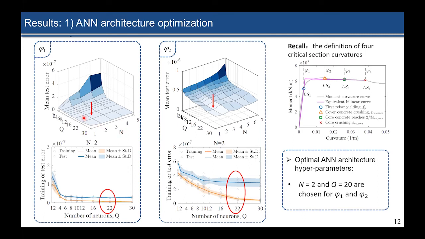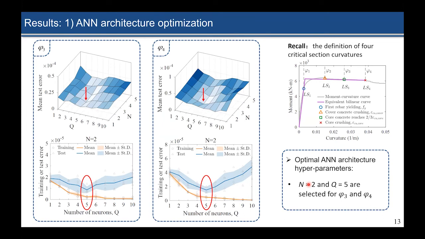For the first and second critical curvatures, phi1 and phi2, it can be observed that when the number of hidden layers is over 2, the mean error has an increasing trend. And when the number of neurons in each hidden layer is larger than about 20, the mean error no longer decreases significantly. So for phi1 and phi2, we could identify the optimal architecture of the neural network when N is equal to 2 and Q is equal to 20.